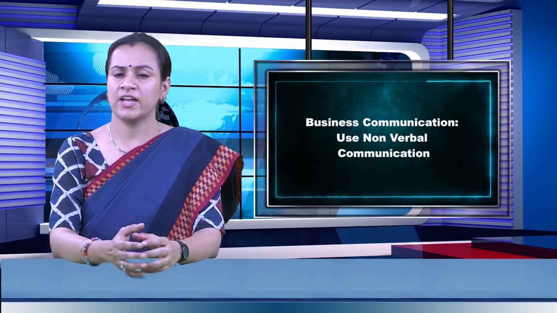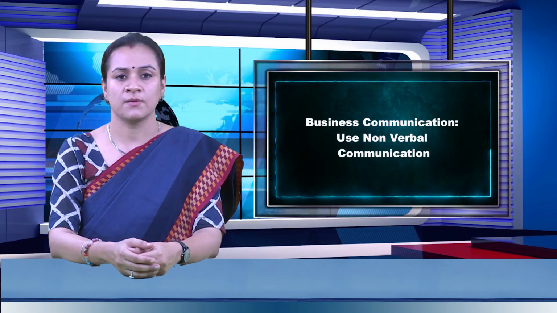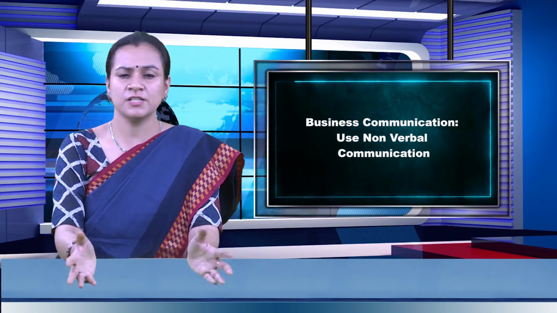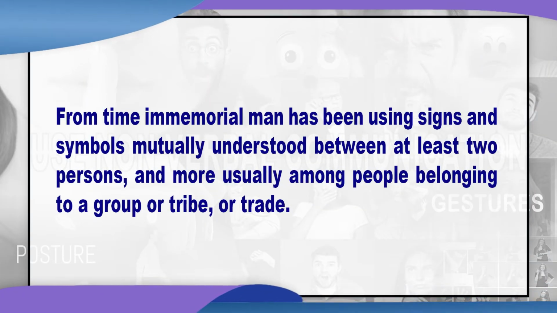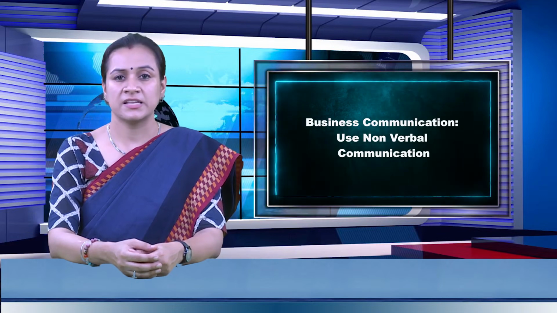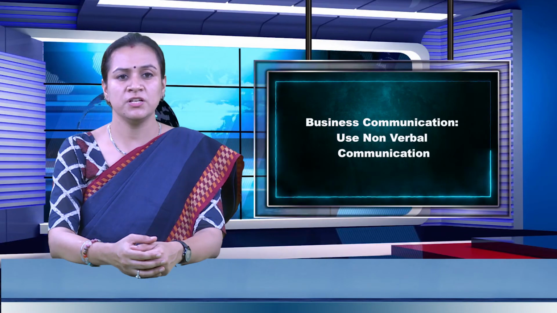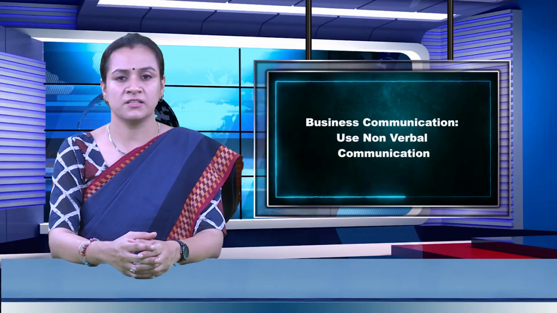The evolution of any language takes a long time, normally running in centuries. But communication has always been taking place. From time immemorial, man has been using signs and symbols mutually understood between at least two persons and more usually among people belonging to a group or tribe or trade. These signs, symbols, signals and indicators have generally been of two types: visual and audio or sound signals.